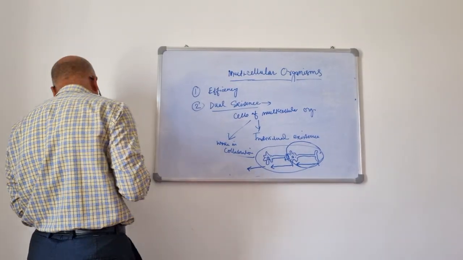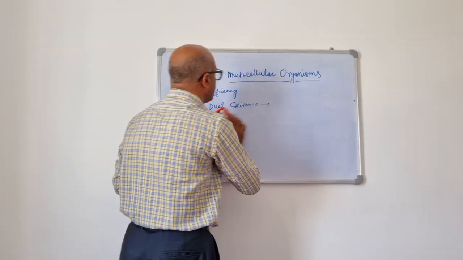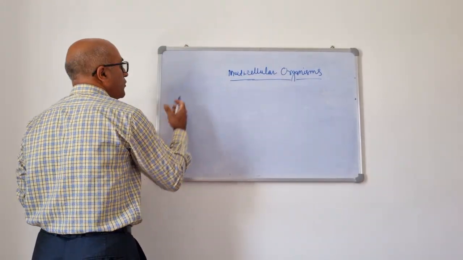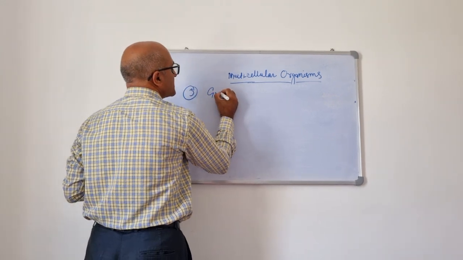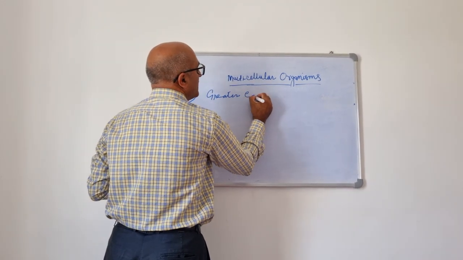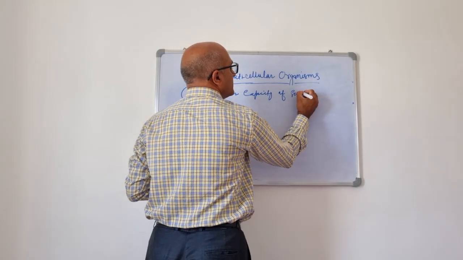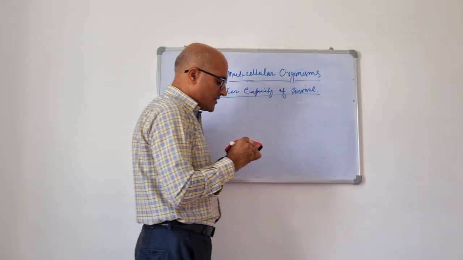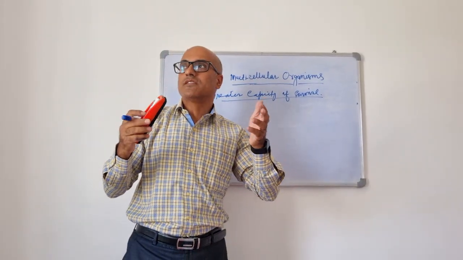Okay, these are two important points. Then the third point is they have greater capacity of survival. Means these multicellular organisms have greater capacity of survival. What does this mean?